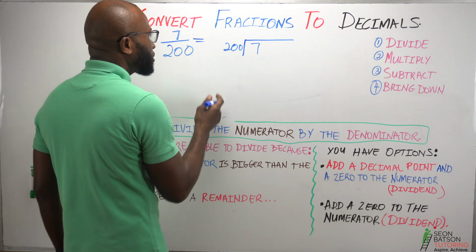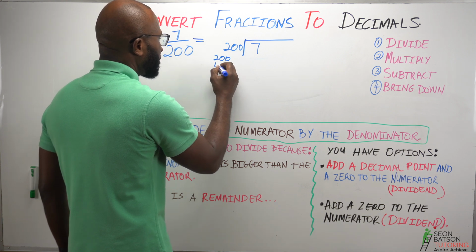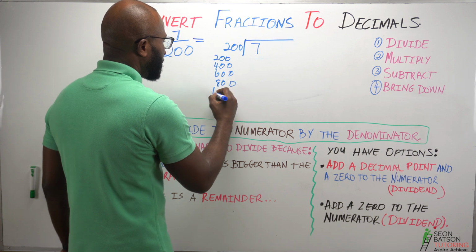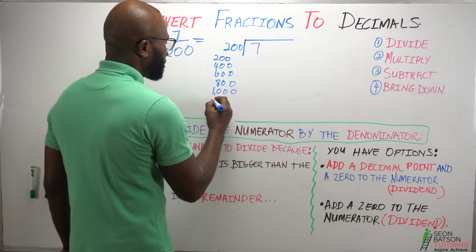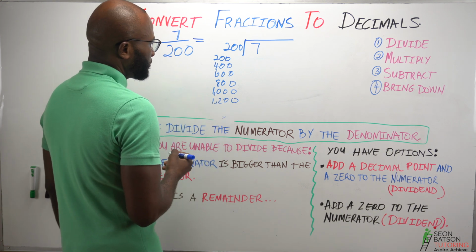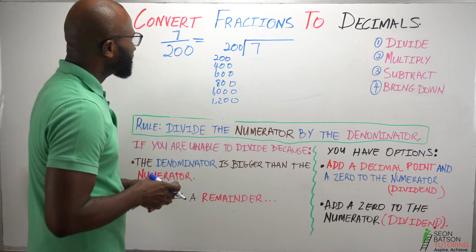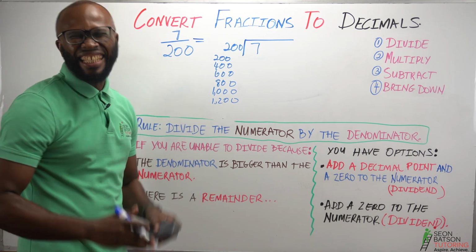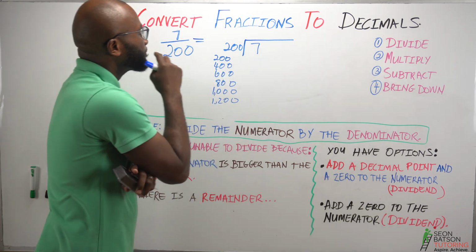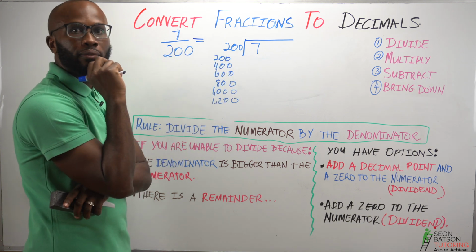So we list some multiples of 200. We have 200. What else do we have? 400, 600, 800, 1,000, 1,200. We can stop there, I think. Yes? Don't panic. It's fun stuff. Let's go. We're going to divide first, yes? How many times can 200 go into 7?